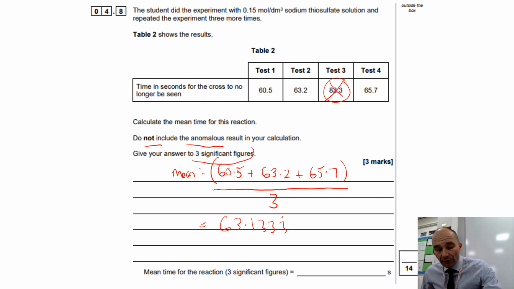Give your answer to 3 significant figures. Well, that's worth an extra mark. So we now need to look at 63.1333 recurring. So if you look at the first 3 figures, 63.1, well, we need to look at the 4th figure now. If that's 5 or more, we round up. If it's less than 5, we round down. Well, clearly 3 is less than 5, therefore we round down. So we get the 3rd mark in this question by doing the rounding, and the answer is 63.1 seconds. Now that question is out of 14. Well done if you got 14 out of 14.